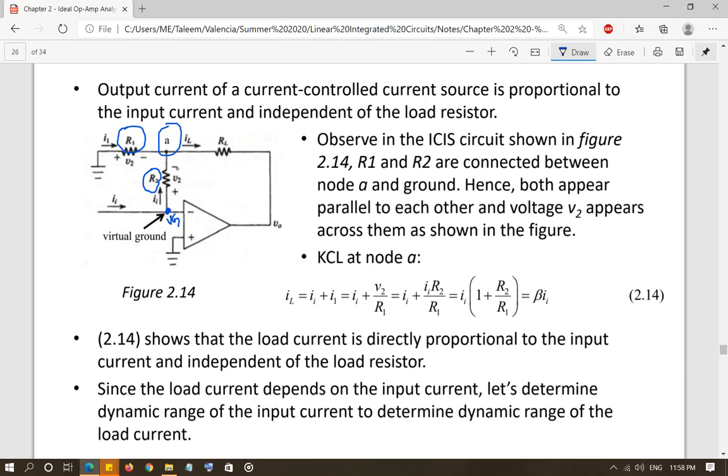So whatever voltage you have here, the same voltage is going to appear over here, right, between the ground and node A, right? So when we apply KCL at node A, you have I input going towards node A, and I1 going towards node A, and IL is going away from node A. So IL is equal to I input plus I1, and I input plus V2 over R1. Of course, I1 over here is what? V2 over R1.